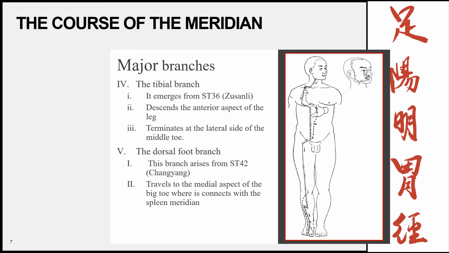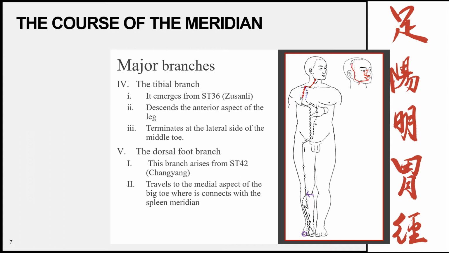And then the fourth branch we've called the tibial branch, and this occurs at stomach 36, which is this point over here. What it does is it branches off of the main meridian and then descends the anterior aspect of the leg and terminates on the lateral side of the middle toe over here. Whereas this is different to the main meridian, which is on the lateral side of the second toe.